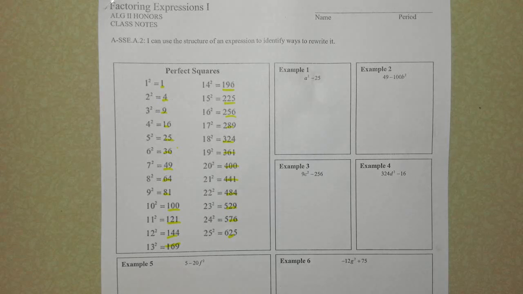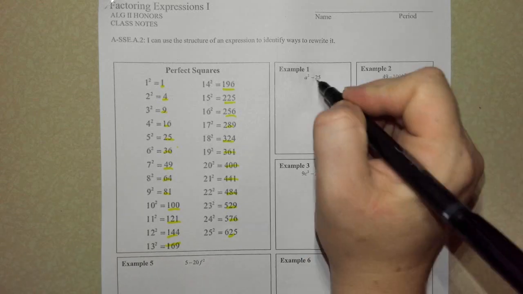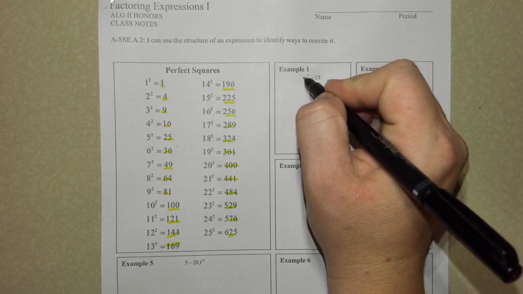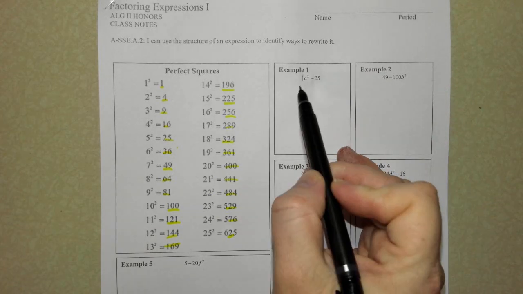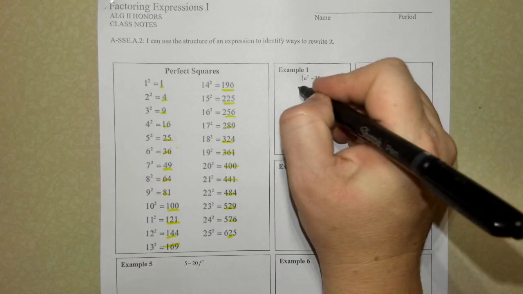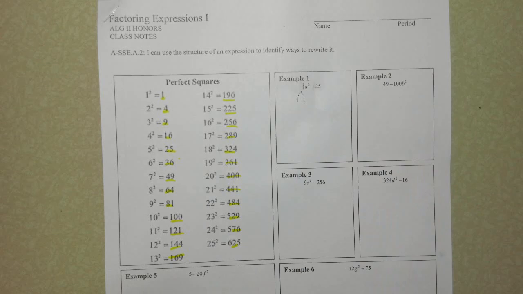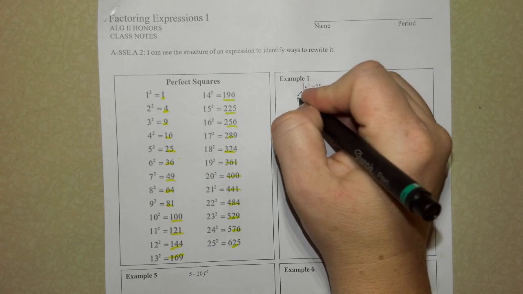All right, starting with example 1. It says a squared minus 25. You're doing the same thing with me, showing all of your work. Feel free to move your desk slightly or your chair so you can see the board if you need to. All right, so the number in front of the a is a 1. And I know two numbers specifically that I can multiply to get a 1. That would be 1 and 1.